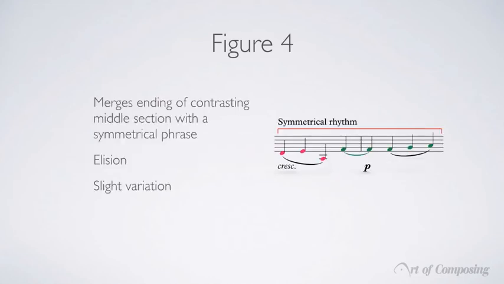The last figure we'll look at is at the end of the contrasting middle and the beginning of the recapitulation. Beethoven uses two techniques here. First, he uses anticipation with the first note of the recapitulation arriving a beat early. This leads to the second, which is symmetrical rhythm. The two techniques fuse together to create a lot of momentum to finish off the melody.